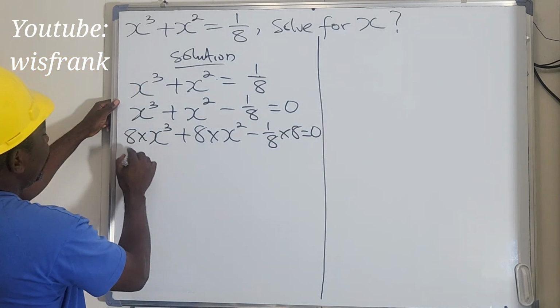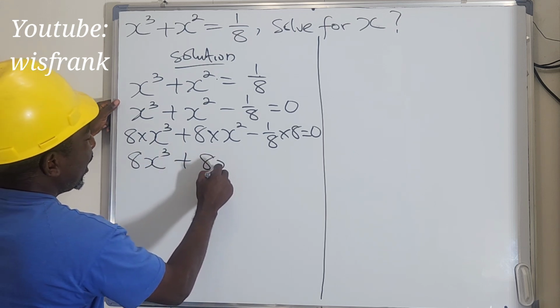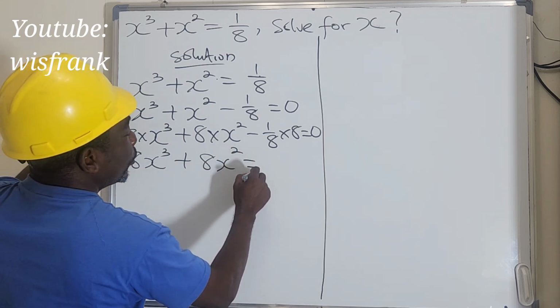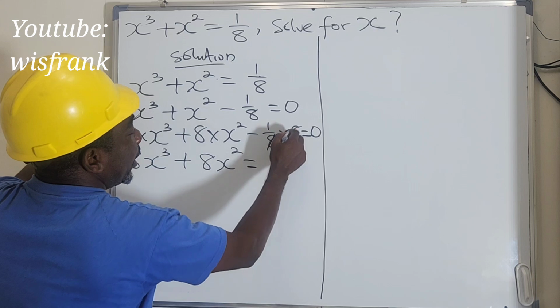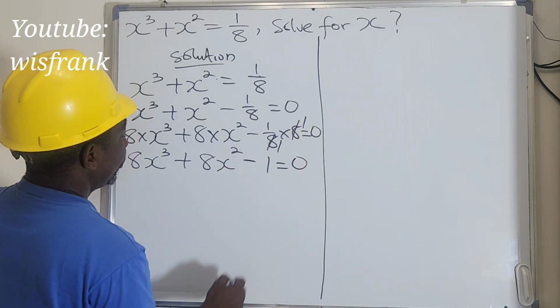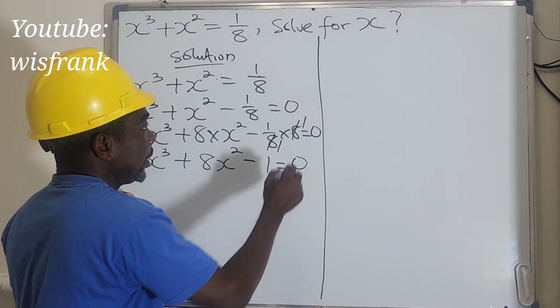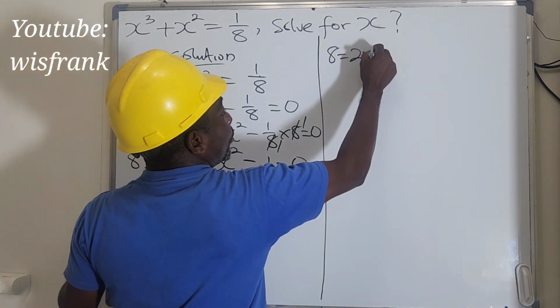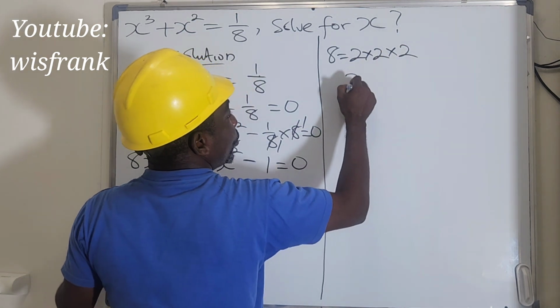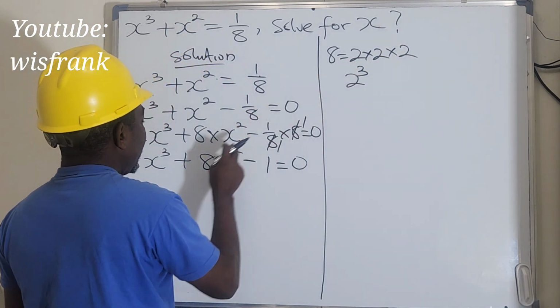So here, this will become 8x raised to the power of 3 plus 8x raised to the power of 2 equals, this 8 will cancel here and 8 will cancel here, minus 1 equals 0. So here, this 8, we can break it down by indices. 8 equals 2 times 2 times 2, which is 2 raised to the power of 3. So we can substitute 2 raised to the power of 3 in the place of 8.